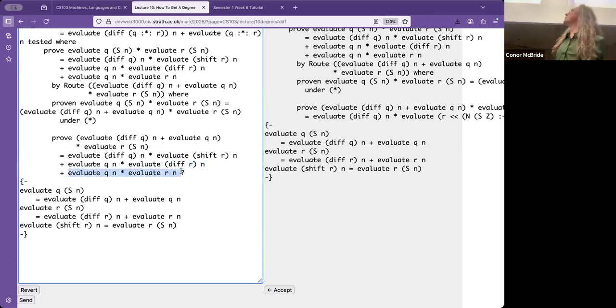So this is one of the things we want on the right-hand side, evaluate Qn times evaluate Rn. Can you see how we can get our hands on that on the left-hand side? How can we make that appear? Any suggestions? Sorry?